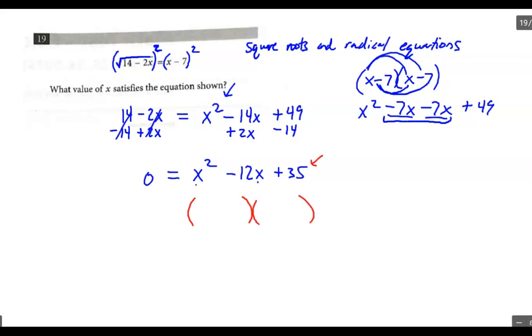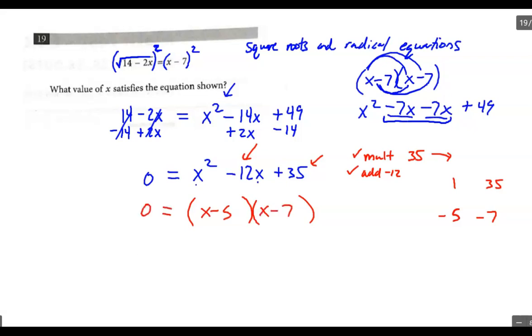And the factor game is I need to multiply to make 35, but then the same two numbers have to add to make a negative 12. Well, how can I multiply to make 35? Well, I could do 1 times 35, or I could do 5 times 7. And I think if I pick a negative 5 and a negative 7, that will do both of these things that we need to do. So I have an x minus 5, I have an x minus 7.